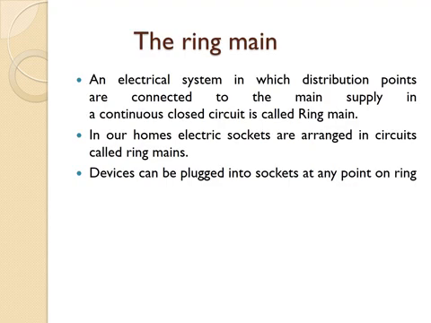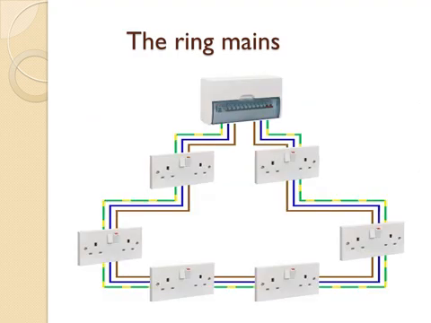You can see the figure also of the ring main, that there is the main supply. This is the main supply where the main electricity is coming from, and then we have different sockets, and these sockets are basically on the main electric closed circuit in which the current is flowing.